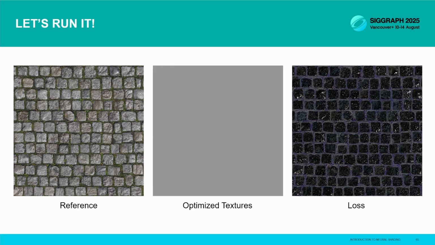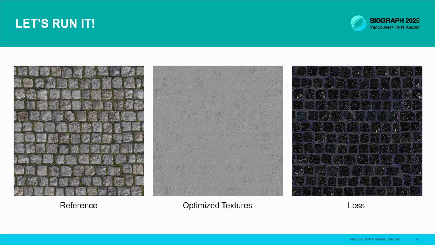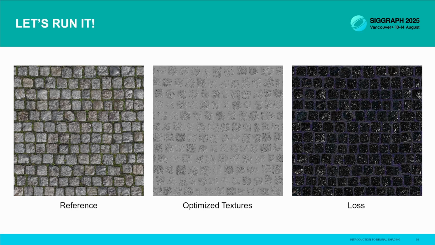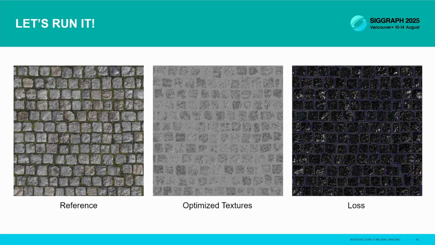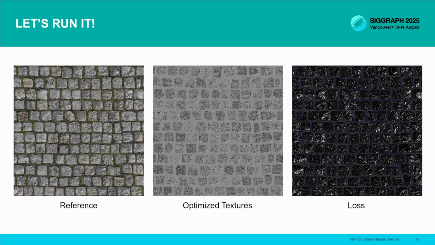And now let's see what happens when we run our optimization loop to get the bitmaps instead, that try to minimize this loss. Well, this doesn't look like what we want at all. So what's happening here? Why is this not reducing the loss? Why does it look so weird?